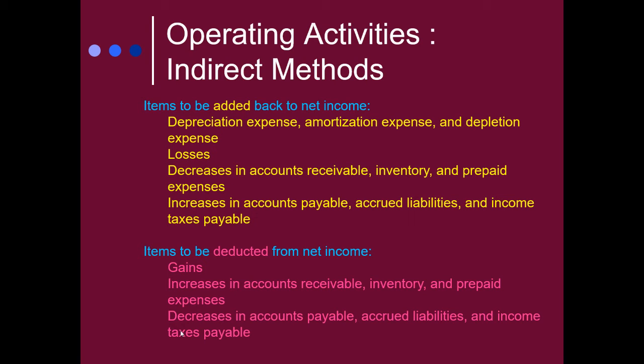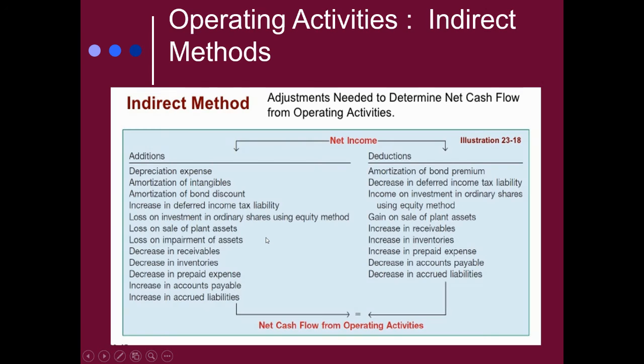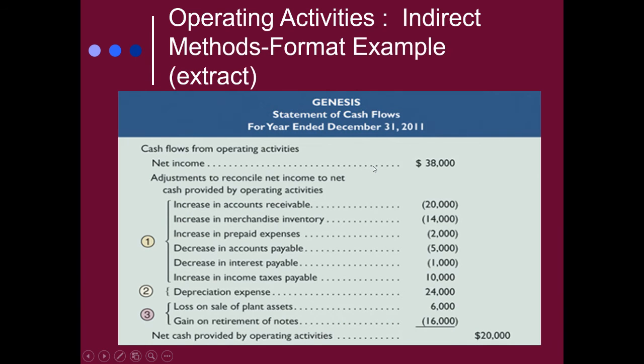So in operating activities, these are the items that need to be added back to the net income, and these are the items that need to be deducted from net income. This is a summary of additions and deductions. This is how the indirect method is presented, in the format. This is only the extract for the operating activities, so this is how you can prepare the indirect method of the operating activities.